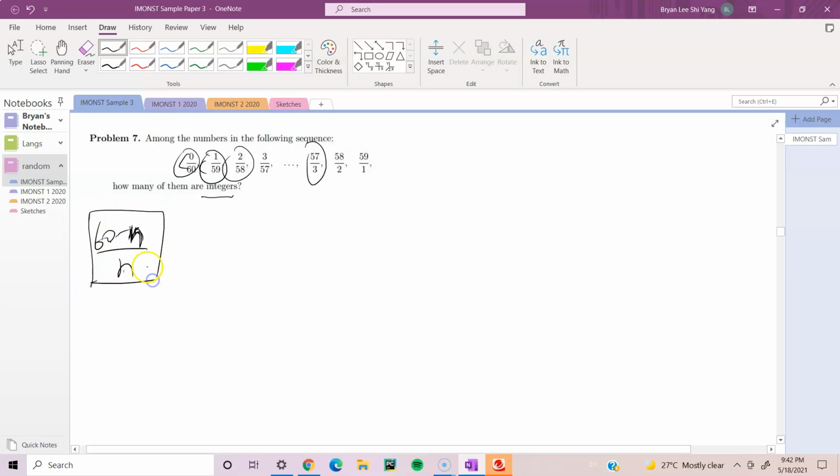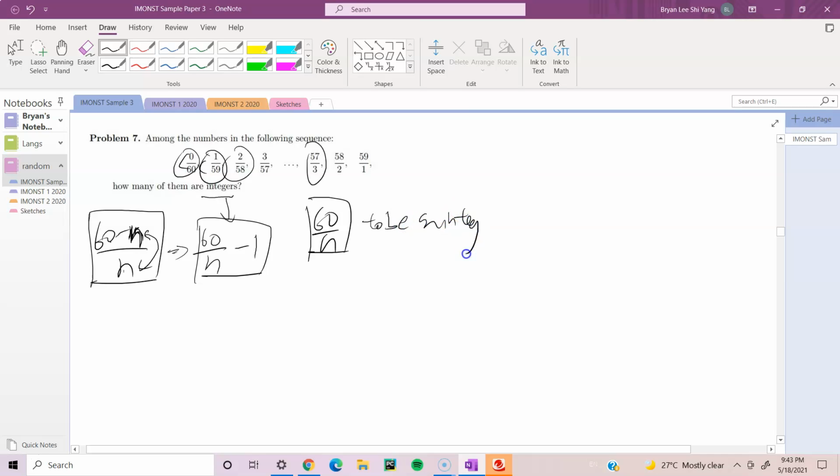So we have this, right? The numerator and denominator add up to be 60. And then this could be simplified into 60 over n minus n over n, which equals 1. So if this is an integer, then we would want 60 over n to be an integer, because if an integer plus 1 is still an integer. So we want n to be a factor of 60. A factor of 60 means that n can divide 60 into equal parts, which are all whole numbers.